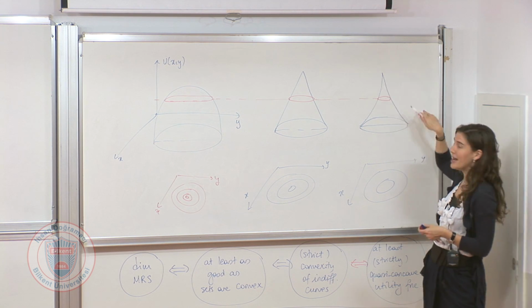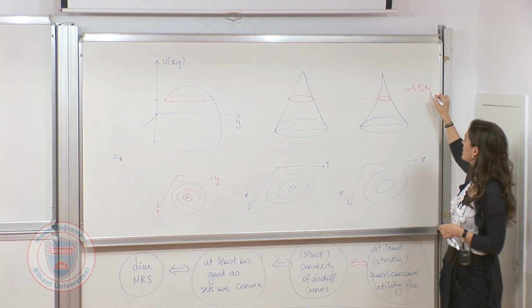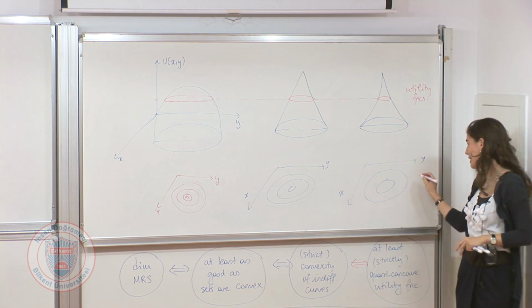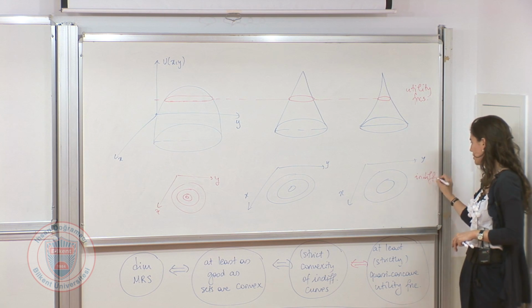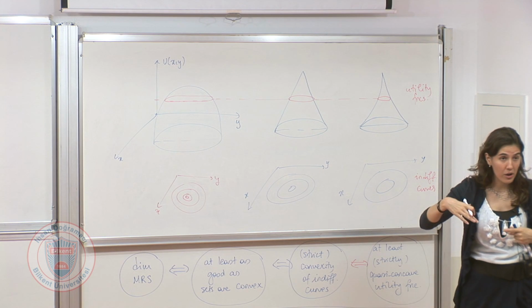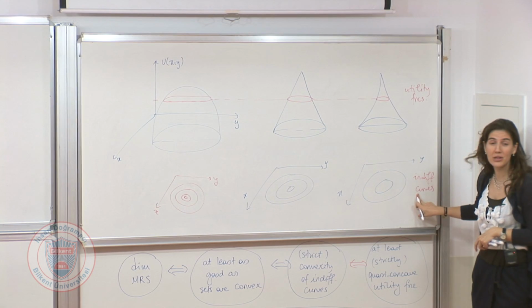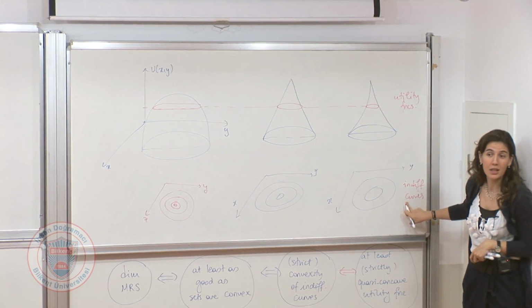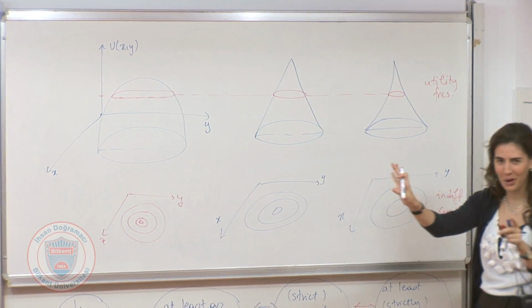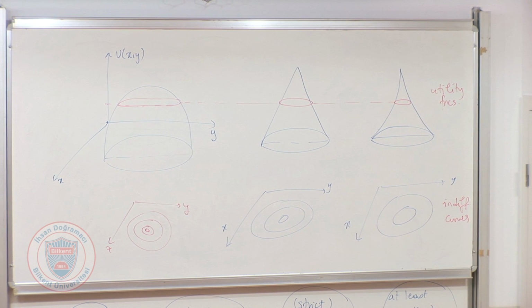These three-dimensional objects are utility functions. These two-dimensional objects are indifference curves, okay? If this three-dimensional object is quasi-concave, then this two-dimensional object is convex, right? That's all you need to know. Now, is that clear? A little bit more clear, okay.